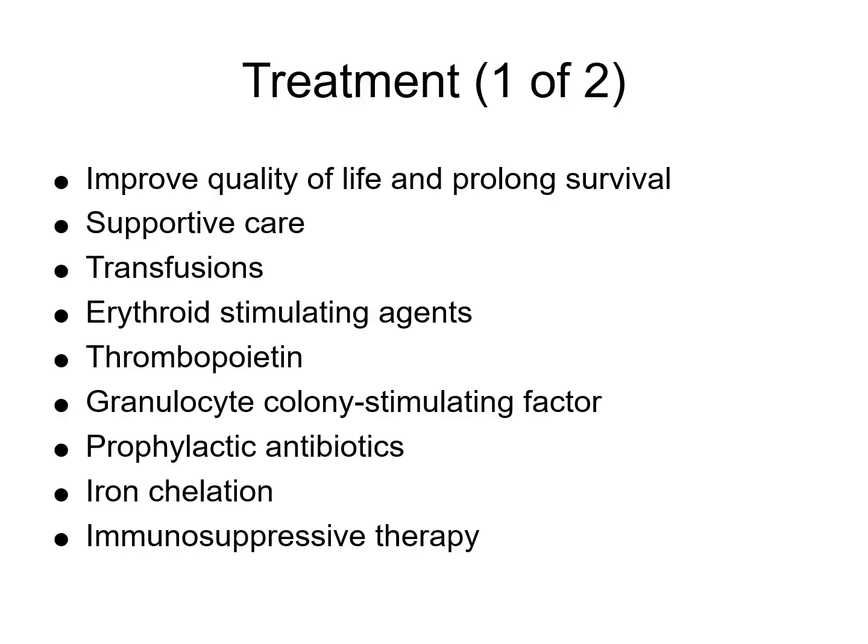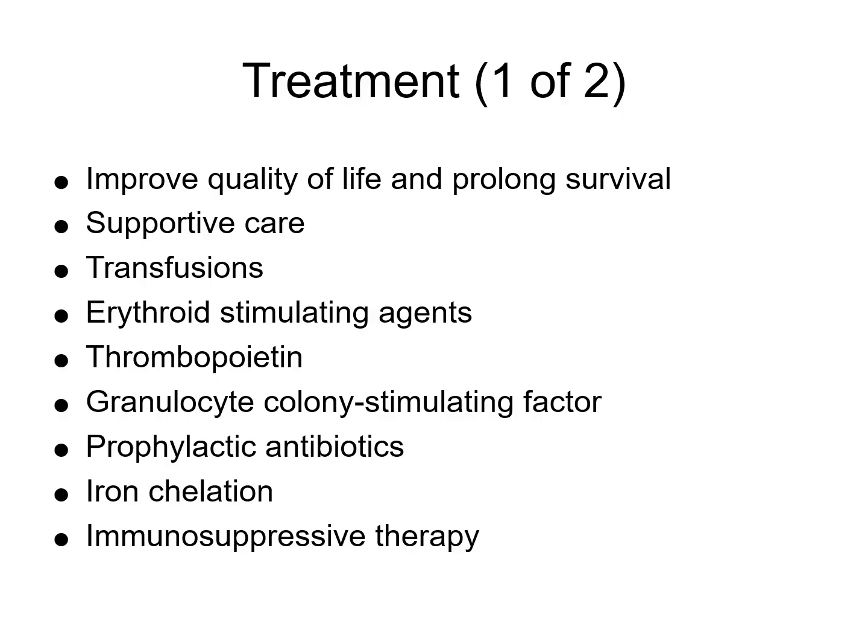For supportive care measures, we have transfusion. We can do red blood cell transfusions for anemia, and platelet transfusions for bleeding or thrombocytopenia. We can also give erythroid stimulating agents, which stimulate red blood cell production, and that's useful in patients with low transfusion needs and low erythropoietin levels. Thrombopoietin receptor agonists promote platelet production, and are used in thrombocytopenic patients. Granulocyte colony stimulating factor will stimulate neutrophil production and may reduce infection risk in neutropenic patients.